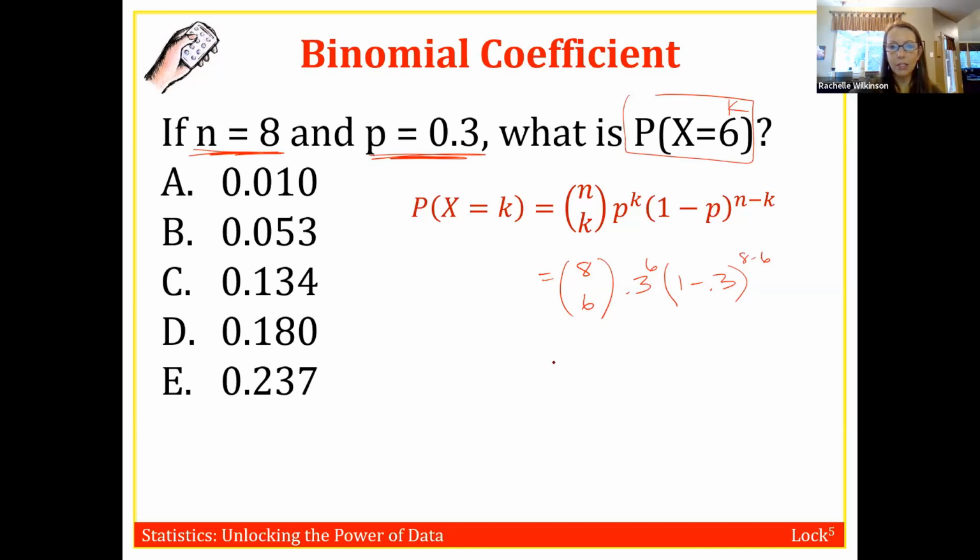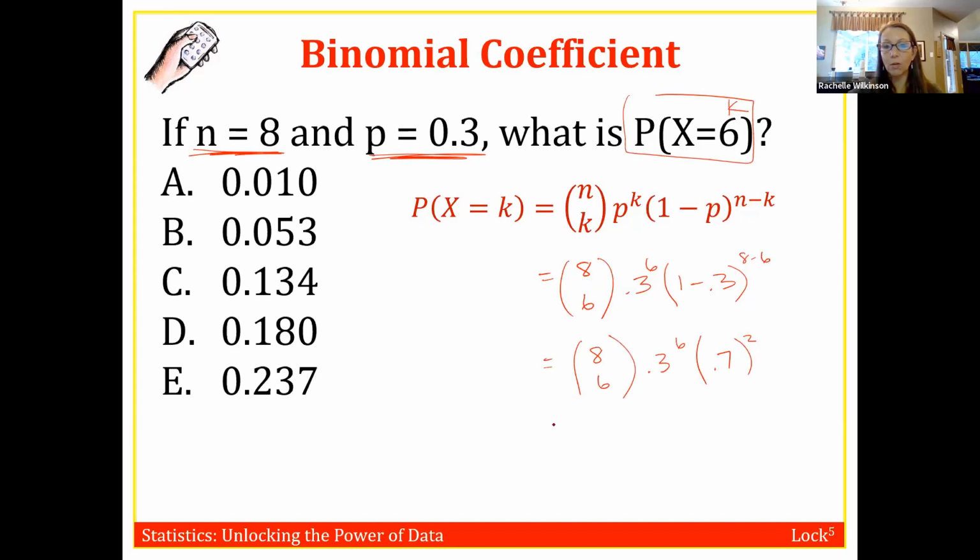Okay, and the easiest thing to do before you start plugging numbers in your calculator is to simplify the stuff that would be in parentheses so that you don't have to use parentheses on your calculator. It's like one less mistake you might make on your calculator, basically. So if I do that, I get 8 choose 6, and then I get 0.3 to the 6th times 0.7 squared. Okay, so all I did is I took the 1 minus 0.3 and I did that calculation. I got 0.7. And I did the 8 minus 6, and I got a 2.